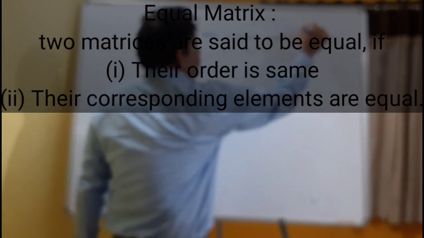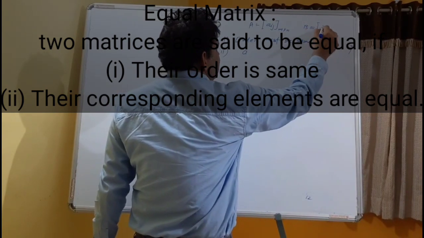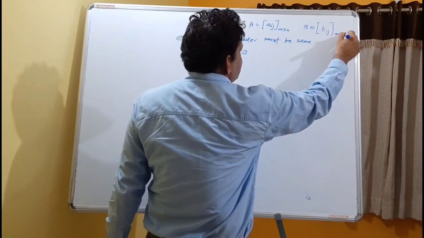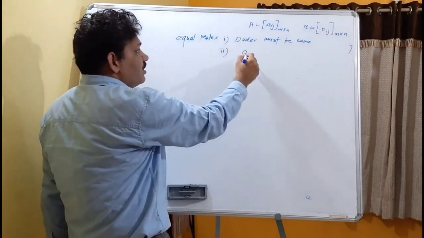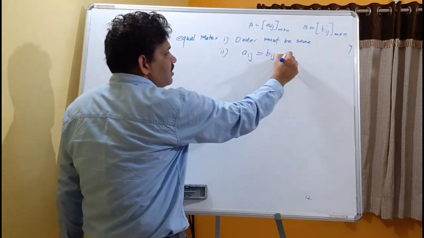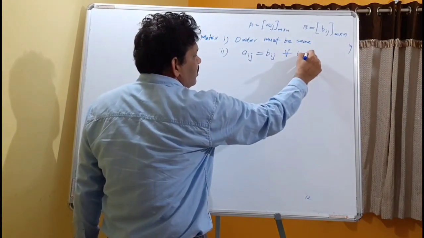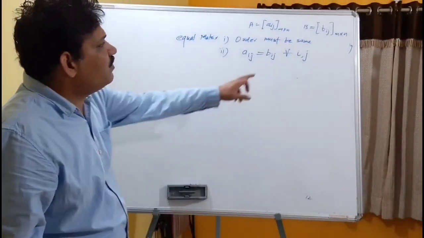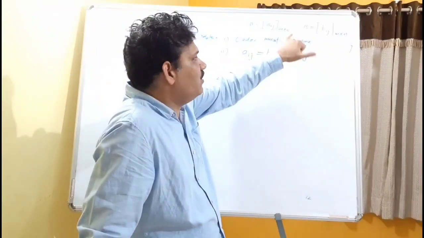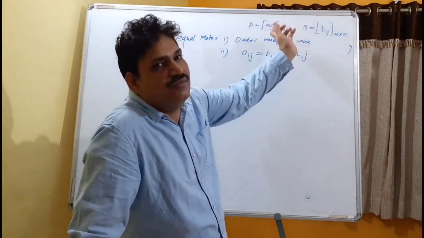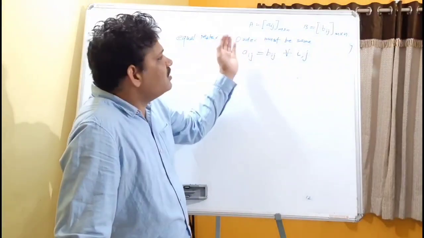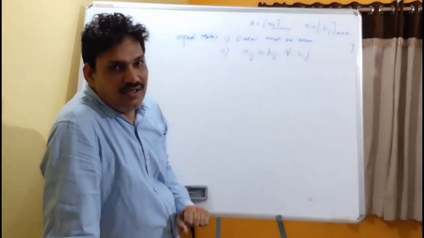and here the order must be same. Let me take the same order, m by n. So a_ij must be equal to b_ij for every i, j. For every possible value of i and j, where i goes from 1 to m and j goes from 1 to n, a_ij must be equal to b_ij, that is, the corresponding elements must be equal.